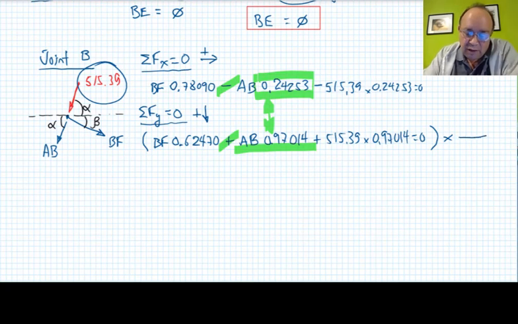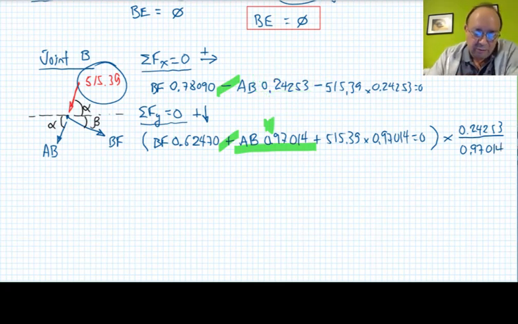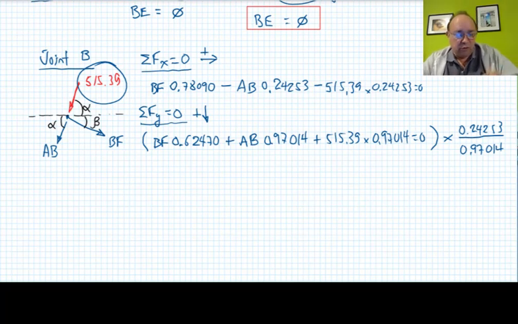So I multiply by 0.24253 and I divide by 0.97014. So you got it? Well, you guys are probably familiar with that method in order to solve simultaneous equations. Another way to do it is to put that into Excel or put it into a little program in your calculator. There are many ways to do this.